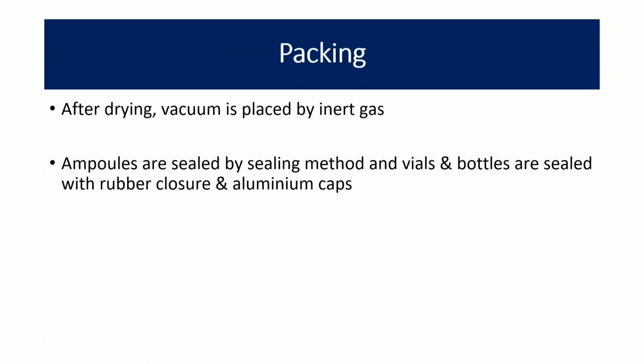And the last stage is packaging. So once primary drying and secondary drying are complete, most of the water has been removed from our product. So drying is complete, so the vacuum is replaced by an inert gas and ampoules are sealed with different sealing methods, or vials or bottles are sealed with rubber closures or aluminum caps. So at the end of this freeze drying, by using the freeze dryer, we are also going to pack our product into the final stage.